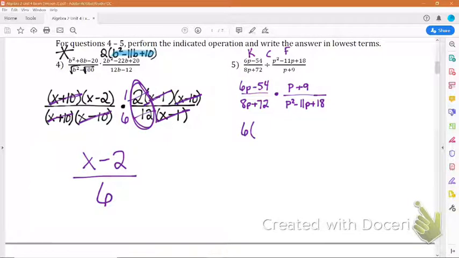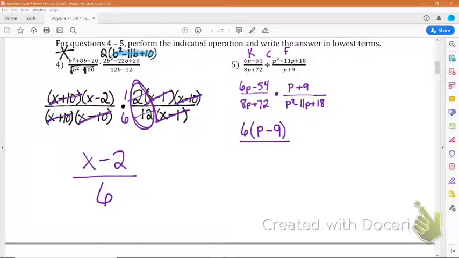Yep, you're going to factor out a 6. When I factor out a 6, 6p divided by 6 is just p. And negative 54 divided by 6 is negative 9. So the numerator factors into 6 times (p minus 9).